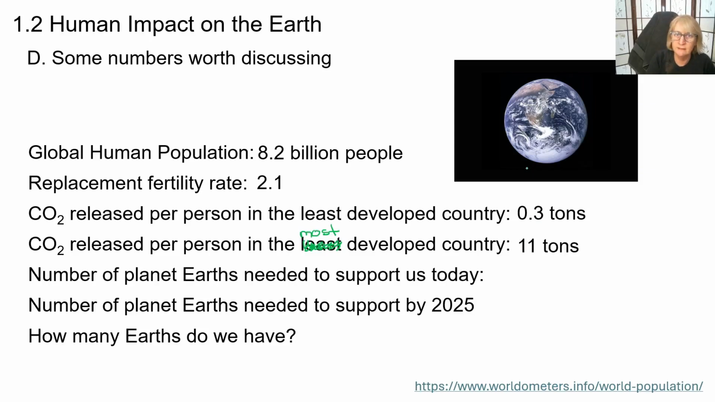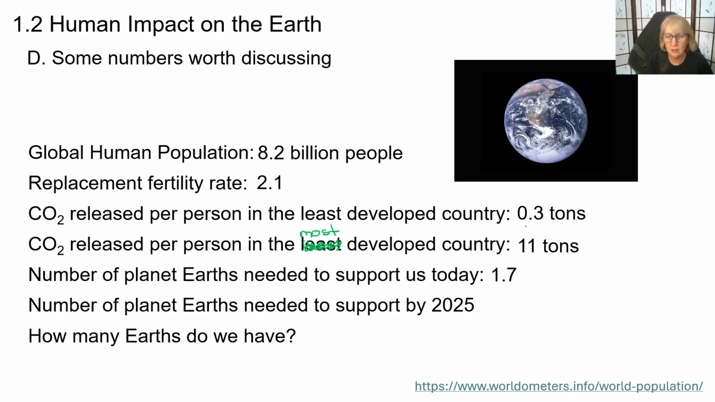Yeah, it's a lot. And this is a measure of energy use. It's a measure of fossil fuel use, pretty much. This is not like we breathe more than those people. We use a lot of things that give off carbon dioxide as a byproduct.